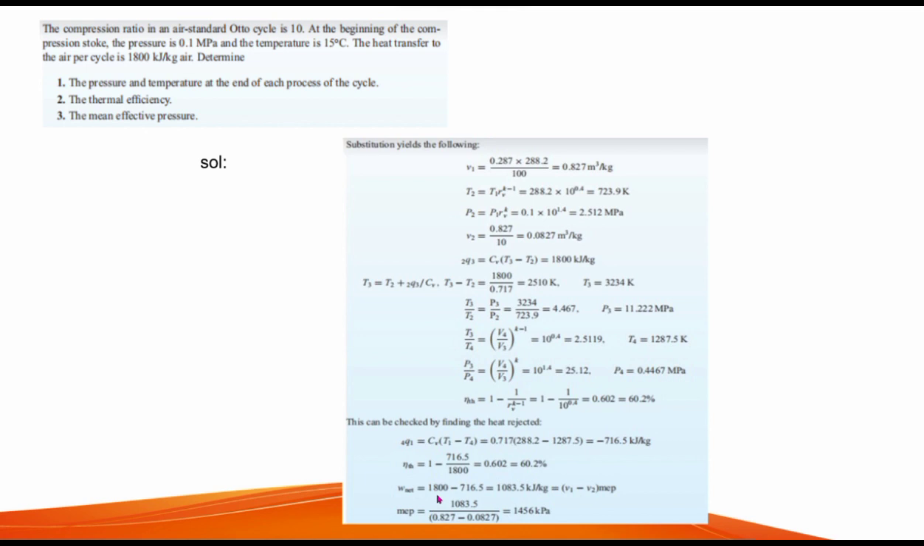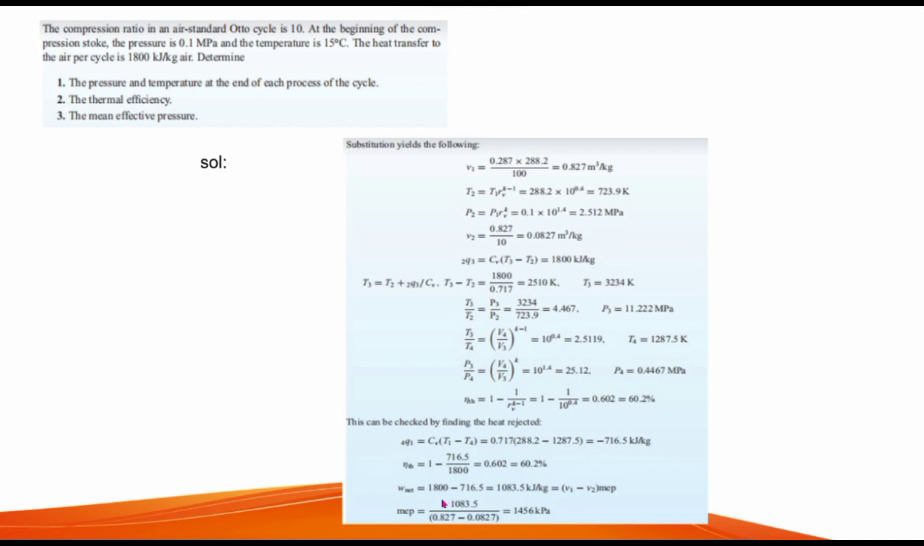So to solve for our W net, here we have 1800 kilojoules per kilogram minus 716.5 kilojoules per kilogram, and it is equal to 1083.5 kilojoules per kilogram.